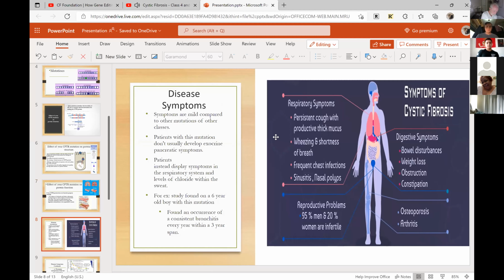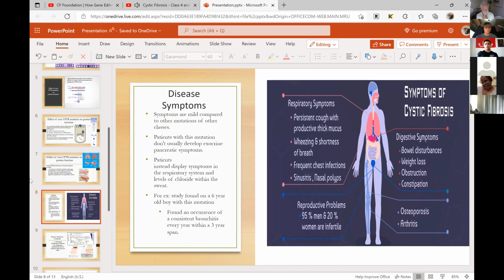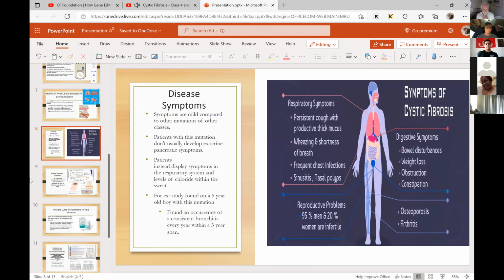Alrighty, so what are some disease symptoms for this mutation? Compared to other mutations, symptoms are mild. There was a study done on a 6-year-old boy. What they found is that he had no symptoms in his pancreas and wasn't having any digestive issues with his enzymes. The only thing was a respiratory illness, bronchitis. He had bronchitis 3 times within a 3-year span, so every year he had bronchitis. So cystic fibrosis causes those infections to accumulate over time.